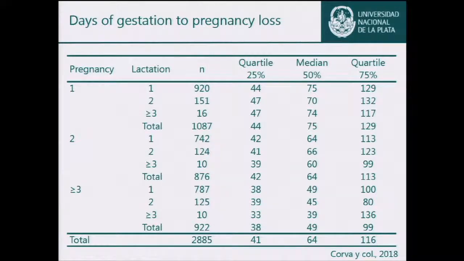The days of gestation to pregnancy loss. Here we are looking at how many days after she was diagnosed she had the pregnancy loss. And here we can see the same. This is the median days, this is the lower quartile, and this is the higher quartile. And this is the pregnancy and lactation. And here we can see that as we went on in lactation, for example, first, second, and third lactation, we had an increase in the number of days that the gestation was lost.